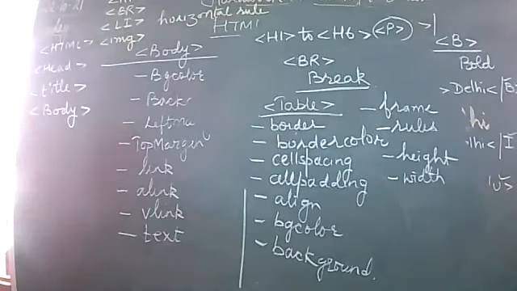Clear, all of you? HR is horizontal rule. LI list item. BR break.